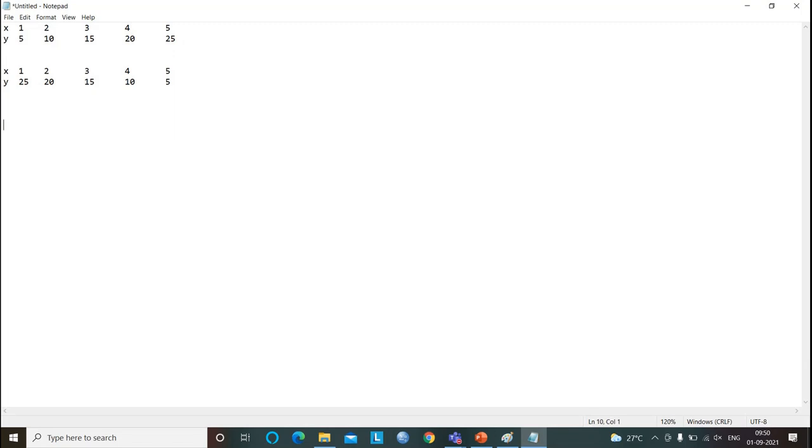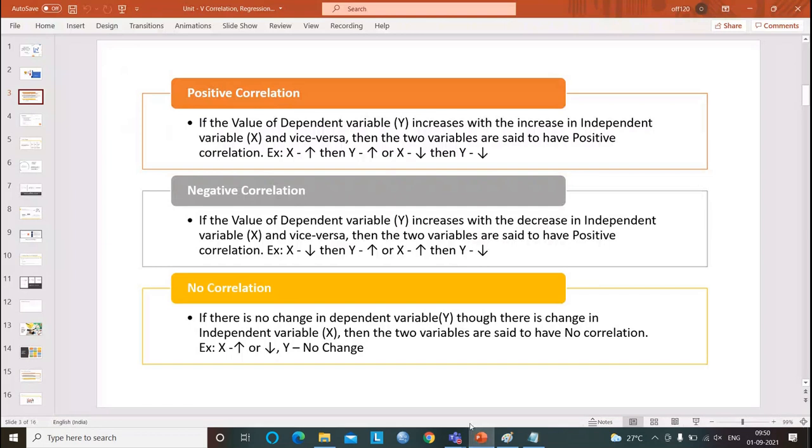Or another example, see this. Now the y values are constant. The x value is increasing, but the y values are constant here. That means there is no effect of x on y. Then we say that x and y are not correlated. That means there is no relation, no correlation between x and y.